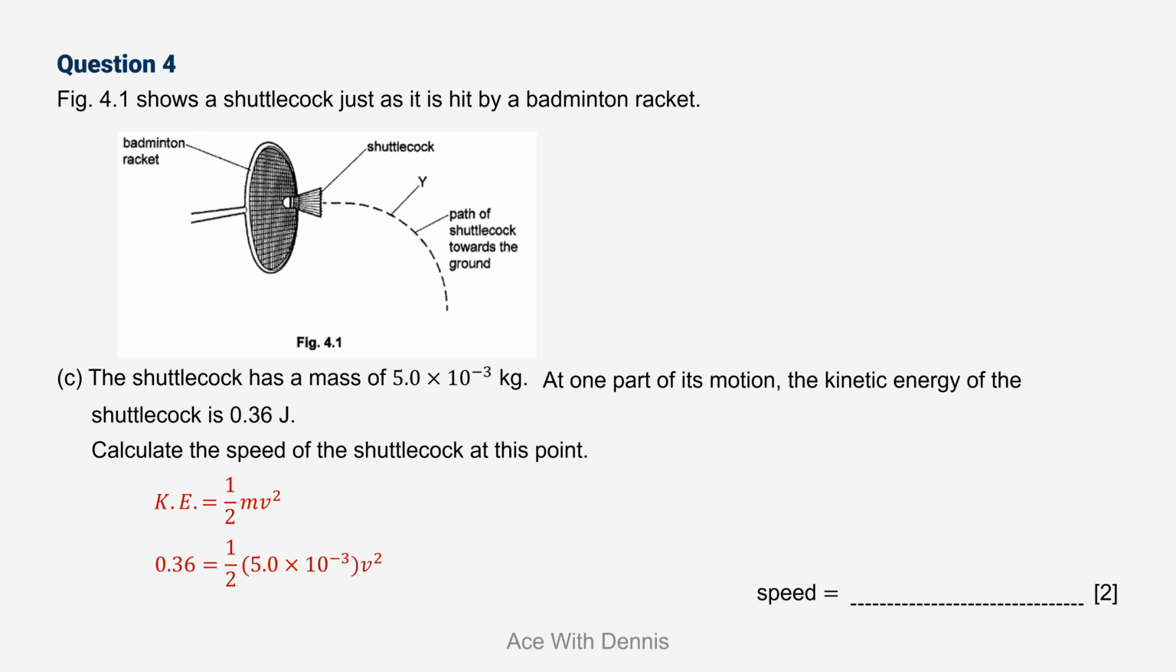The mass is 5.0 times 10 to the power negative 3 kg. So we solve this equation. The v squared will be 0.36 times 2 divided by 5.0 times 10 to the power negative 3, which is 144. So v will be the square root of 144, which is 12 meters per second. Therefore, the answer is 12 meters per second.